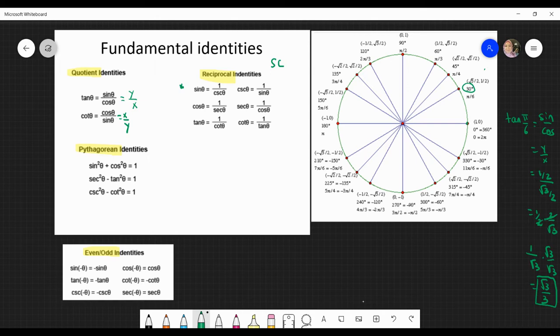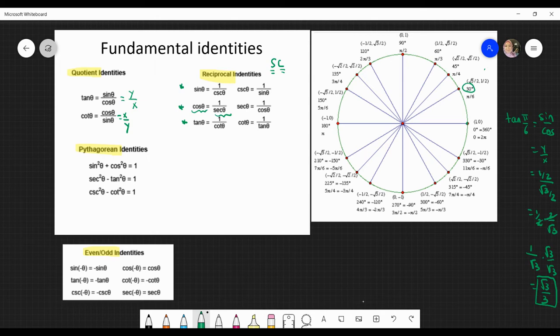Cosine and secant also C with us. So cosine and secant are reciprocal. So I can write it as cosine equal 1 over secant or secant equal 1 over cosine. It depends on what I'm finding. Tan is 1 over cotan or cotan is 1 over tan. Also, tan and cotan are reciprocal. That is one of the ideas we used in chapter 4.